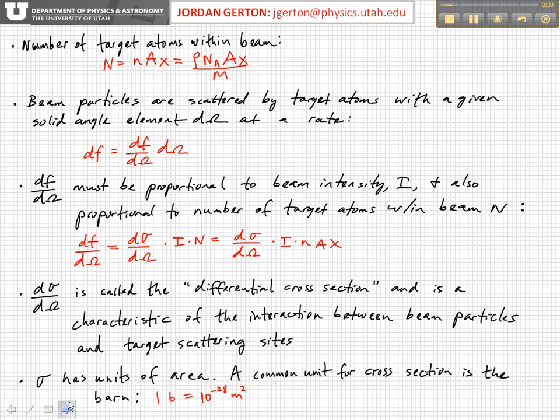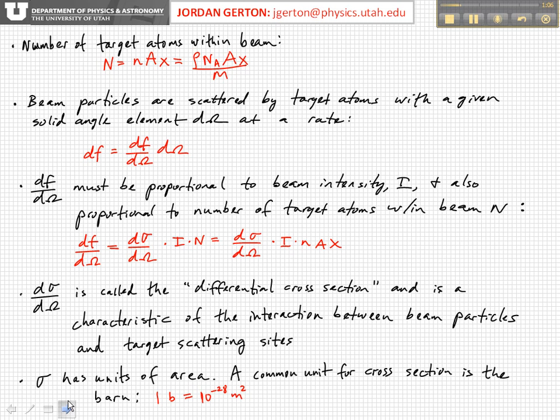The differential cross section tells you, for each target, for each beam particle coming in, how it's going to be interacting with a single scattering center, or single atom, in the target. So this is where all the physics goes.